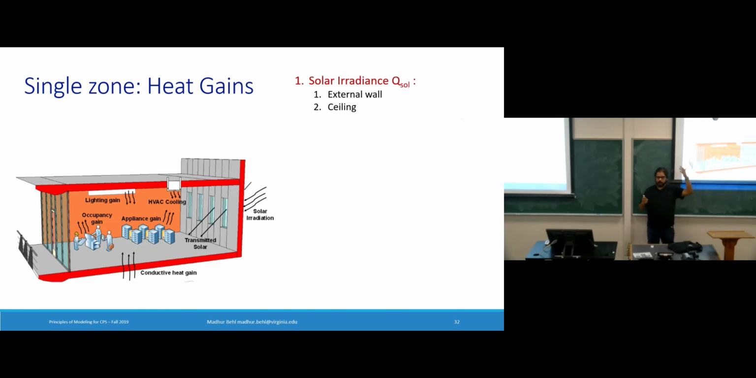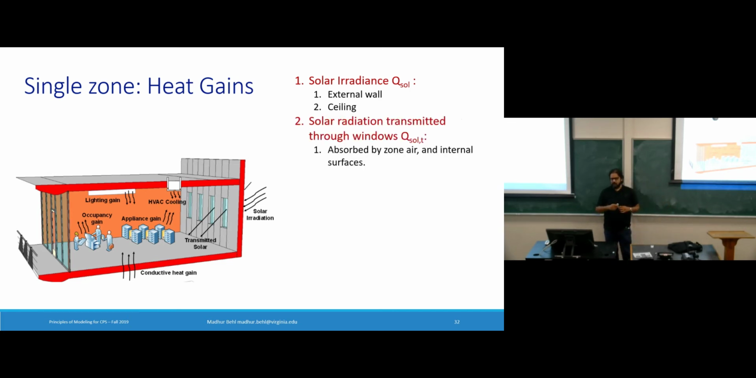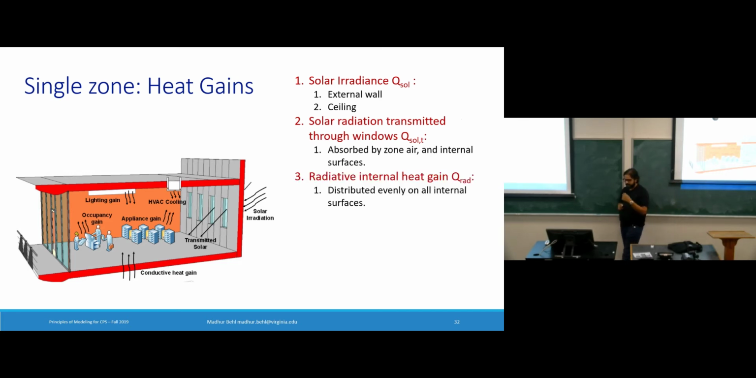The same can be true for ceilings, right? If we were on the top floor of the building, we would have direct heat gain on the ceiling. Then there's heat directly transmitted through windows. We've seen examples of that as well. The radiation can come in through the windows. Not only that, windows can also act like a thermal conductor between outside and inside temperatures.